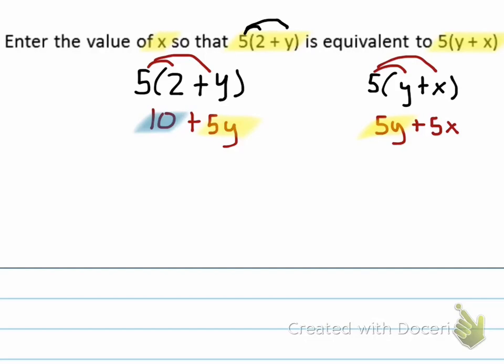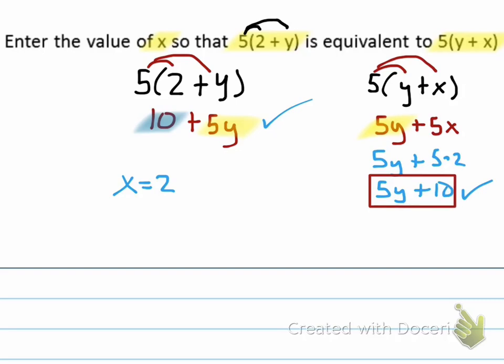So x equals 2. Because here, 5 times 2, 5y, 5y plus 10. Check, check. Same thing. Alright?